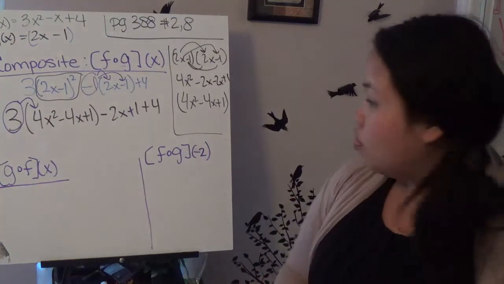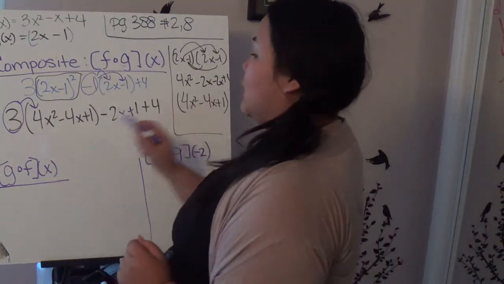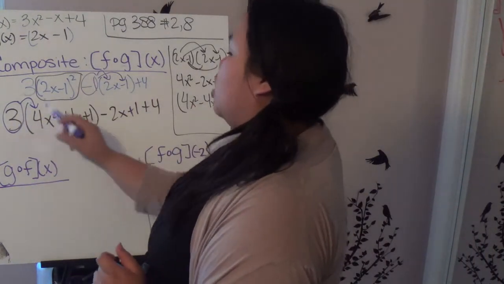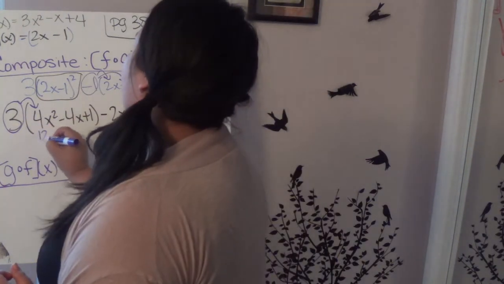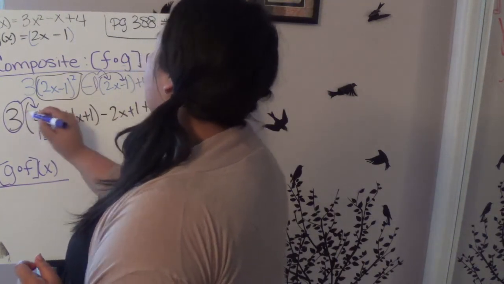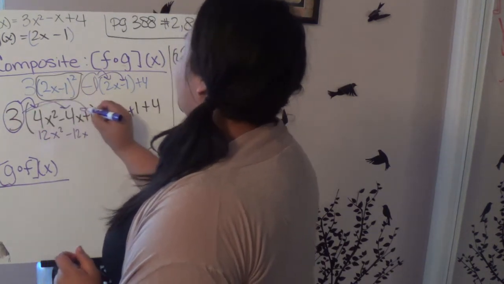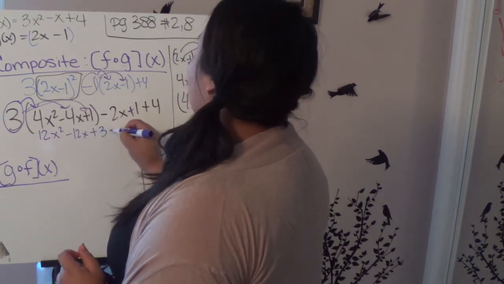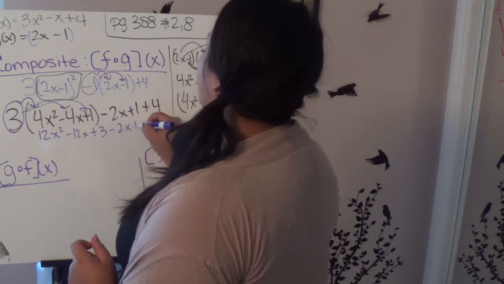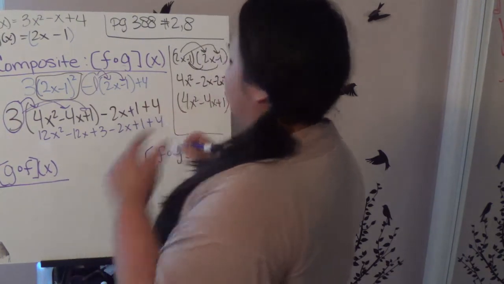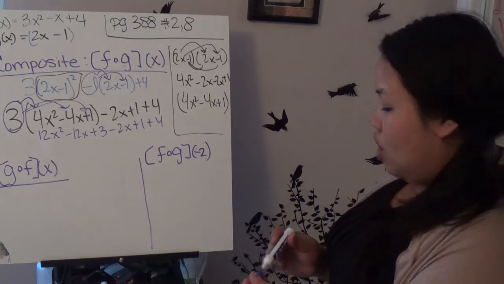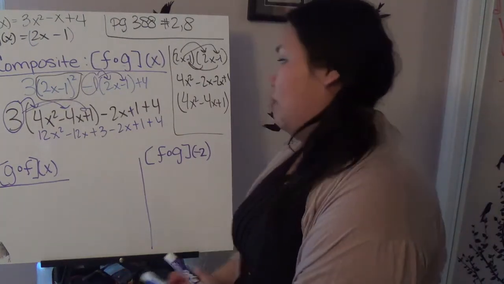Don't forget that. So I've gotten rid of that parentheses. Now I have to get rid of this one by just distributing. So I have 12x squared, and go here, negative 12x, positive 3, and then bring everything else down. 2x plus 1 plus 4.